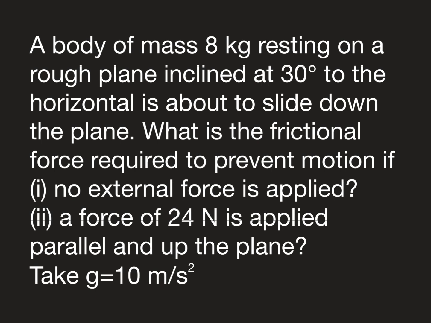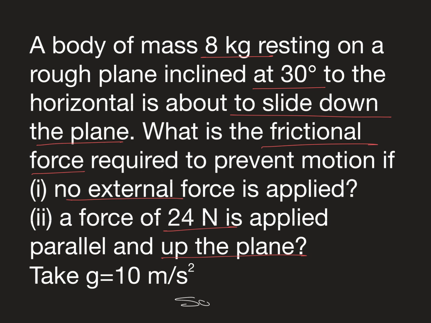We are on friction on an inclined plane, and in front of us we have a question that reads: a body of mass 8 kilograms resting on a rough plane inclined at 30 degrees to the horizontal is about to slide down the plane. What is the frictional force required to prevent motion if, question 1, no external force is applied? Question 2, a force of 24 newtons is applied parallel and up the plane. Take gravity equals to 10 meters per second squared.